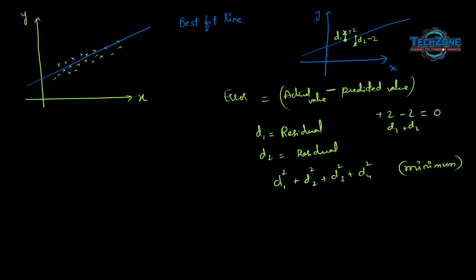So to avoid this, we square these. So +2 will be squared, and -2 will also be squared, and added. 2 squared is 4, 2 squared here is 4, so 4 plus 4 is equal to 8. Later on we'll find the square root of this 8. I hope this is clear. So this is our error: d1 square plus d2 square plus d3 square, d4 square and so on up to dn square, where n is the number of points we have. This should be as small as possible.